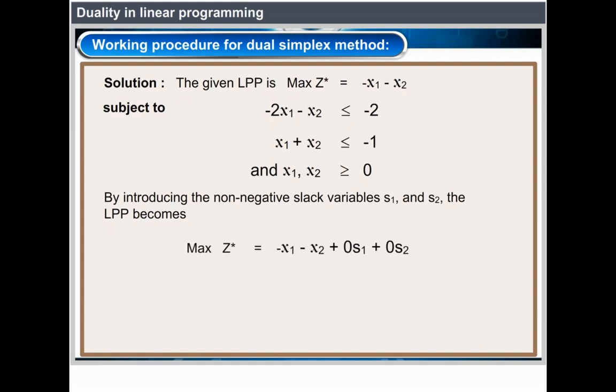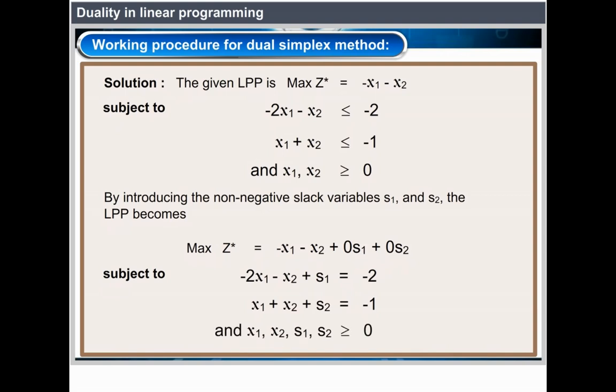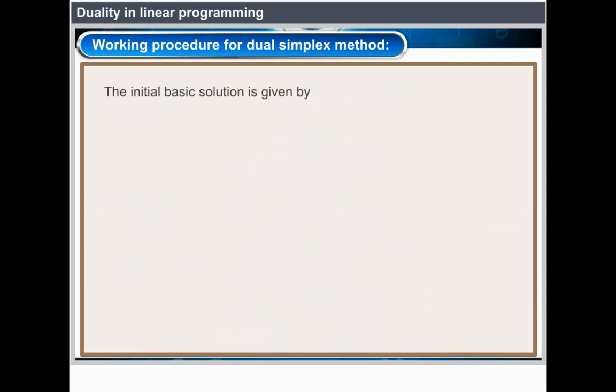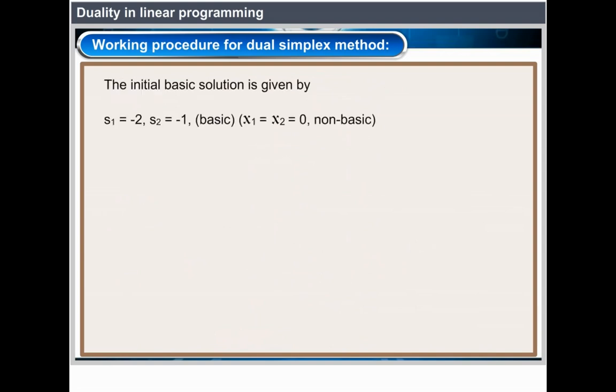x1 minus x2 plus 0s1 plus 0s2 subject to minus 2x1 minus x2 plus s1 equal to minus 2, minus x1 minus x2 plus s2 equal to minus 1, with x1, x2, s1, s2 greater than or equal to 0. The initial basic solution is given by s1 equal to minus 2, s2 equal to minus 1, called the basic variables initially, and x1 equal to x2 equal to 0 are called non-basic variables.